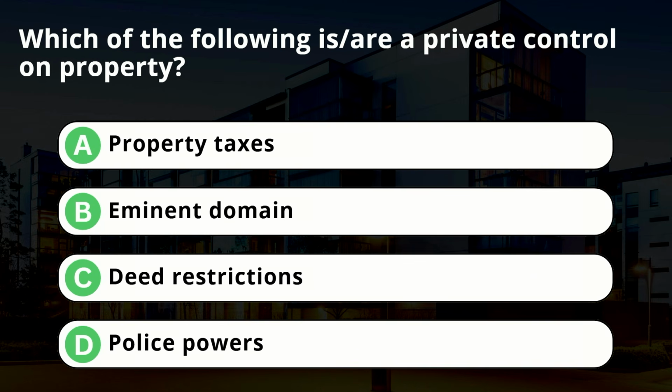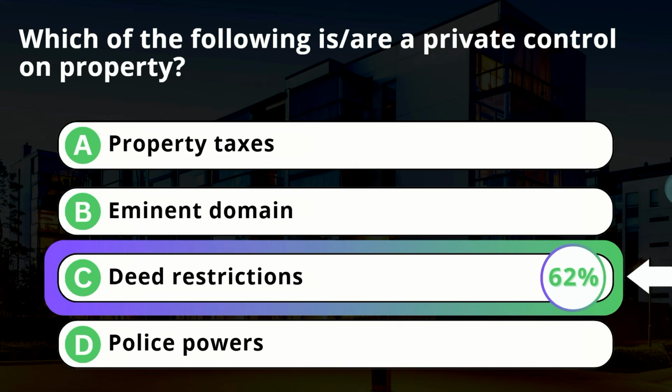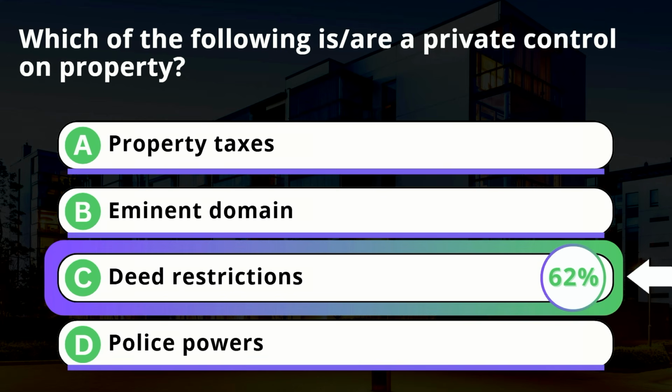Which of the following is or are a private control on property? Letter A, property taxes. Letter B, eminent domain. Letter C, deed restriction. Letter D, police powers. And the answer? Letter C, deed restrictions. 62% of our community picked this as the correct answer. Great job. And the rest of the community picked in a fairly even distribution between A, B, and D.